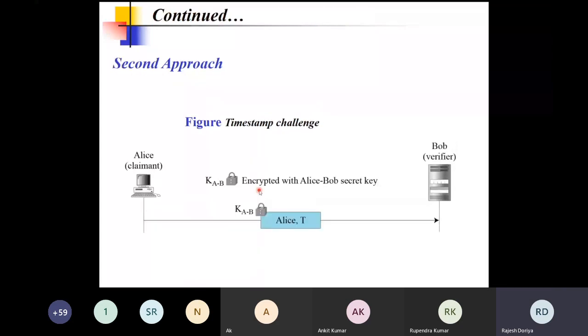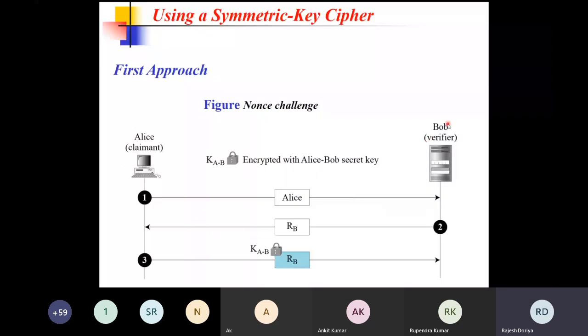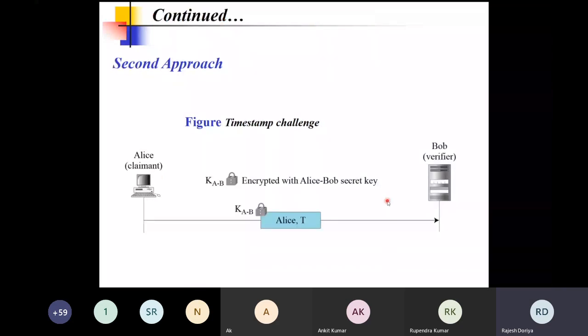Now this is the second approach, and what happens in this particular approach, rather than sending the nonce value over here, we are using a notion of timestamp. The beauty of this mechanism is that Bob need not send a random number to Alice. Only one communication is sufficient to prove the identity of Alice to Bob.